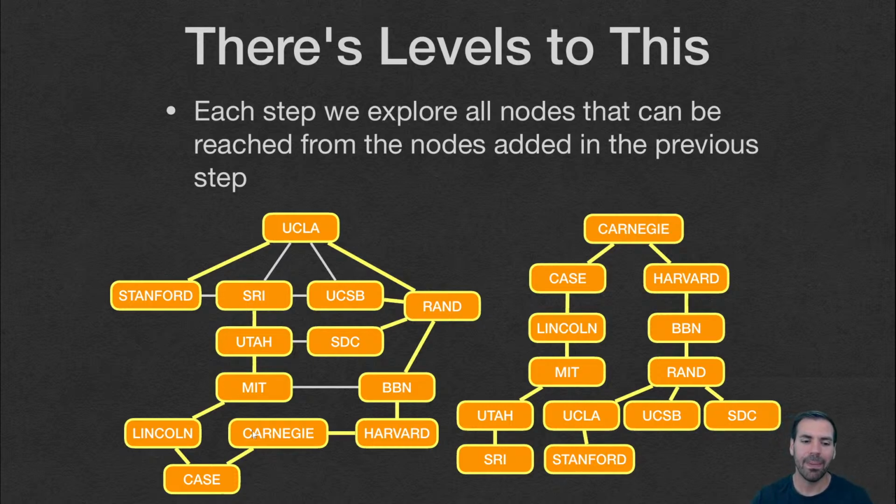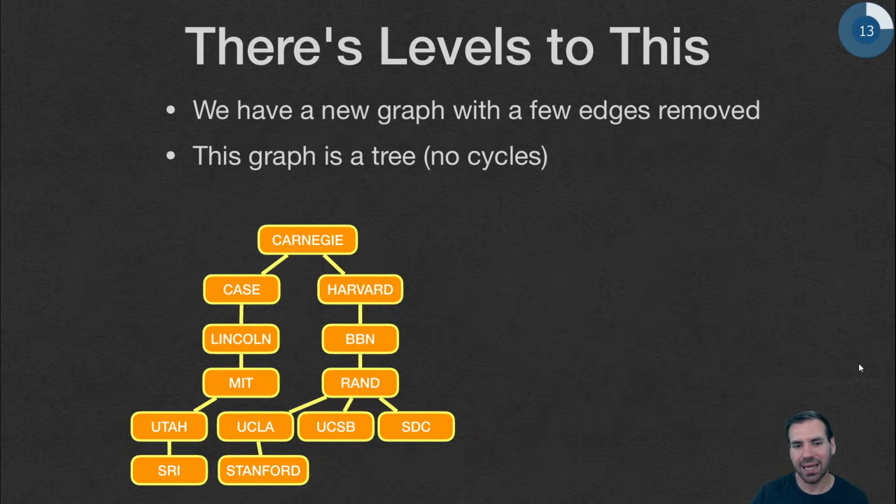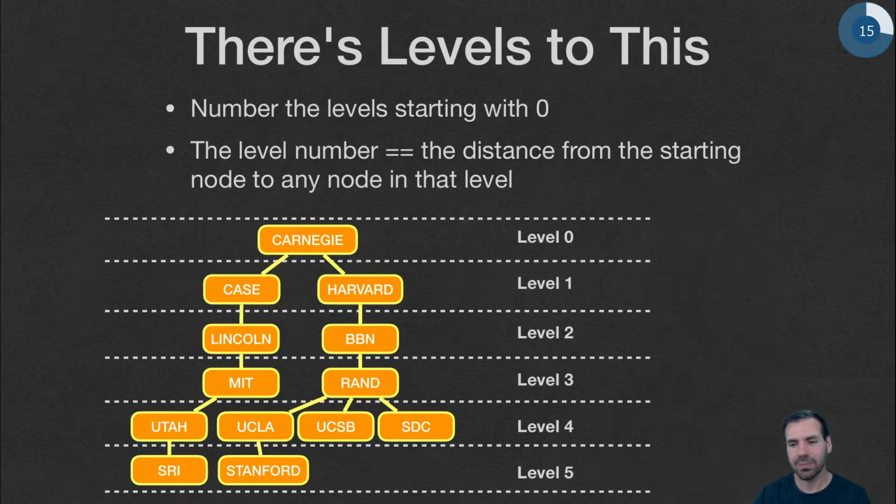We're never going to find that path of length 4 from Carnegie to SRI. It can't exist because if it existed, breadth first search would have found it. Since breadth first search didn't find a path shorter than this one of length 5, there's no way it exists. It can't exist. Not allowed to exist. Breadth first search says no way.